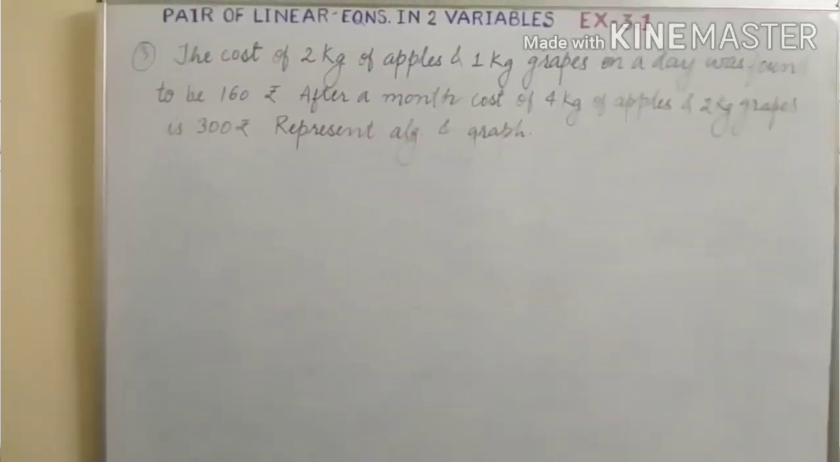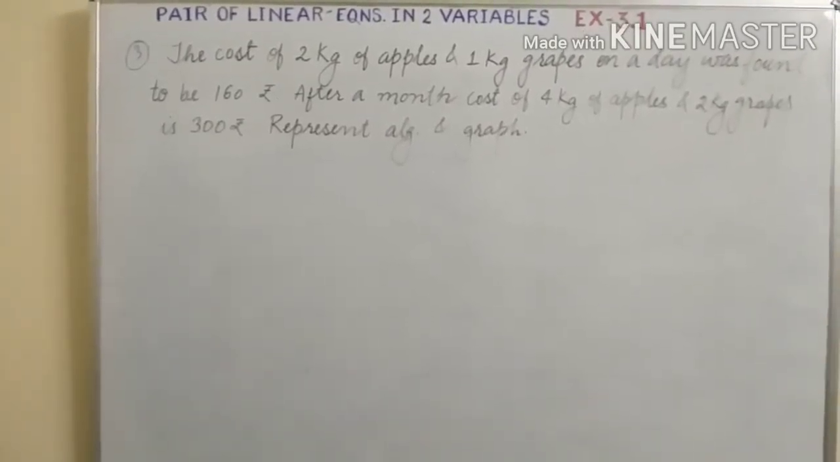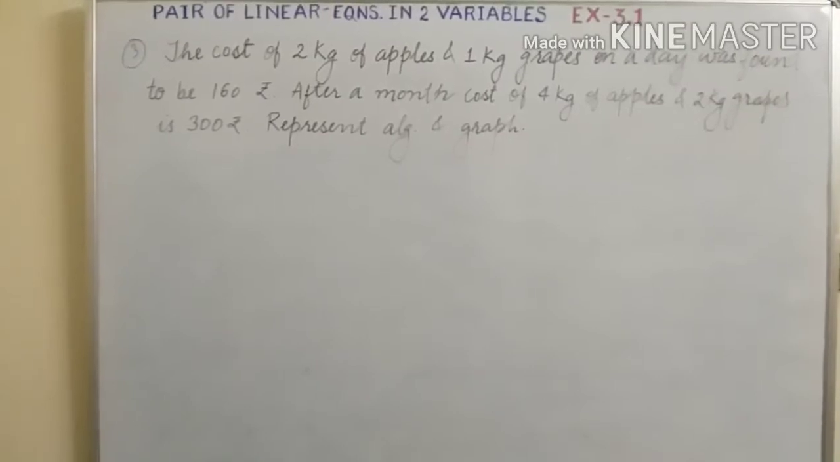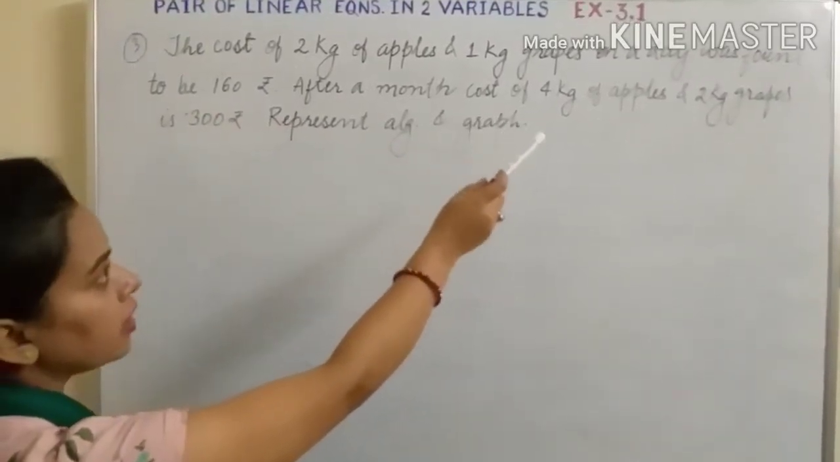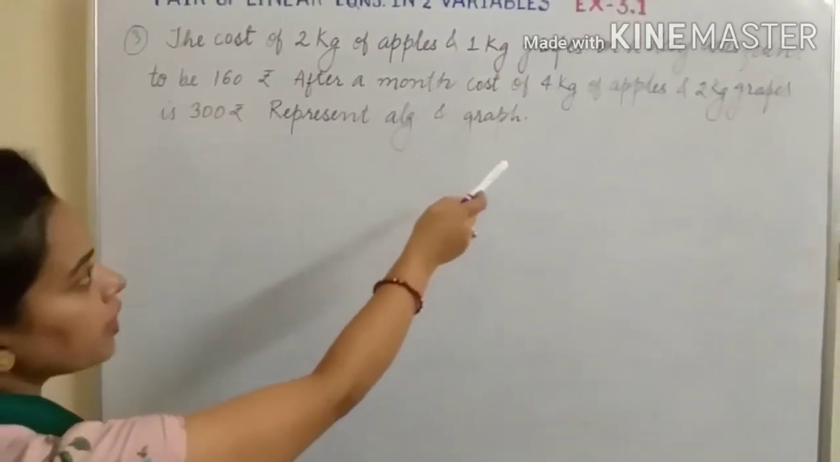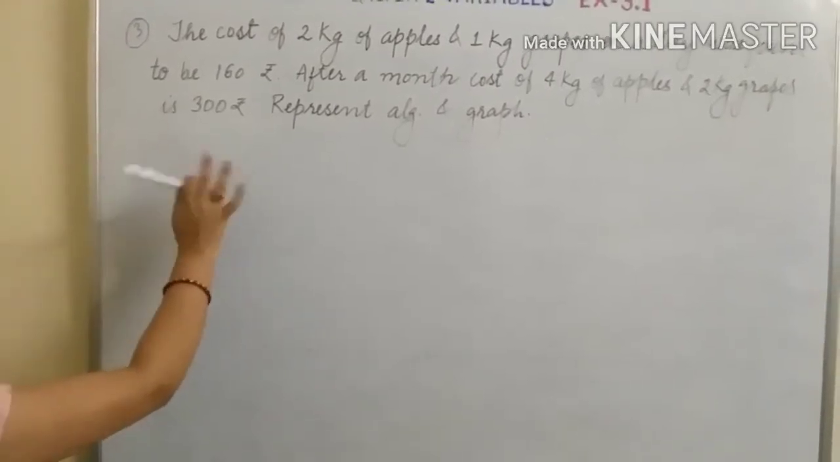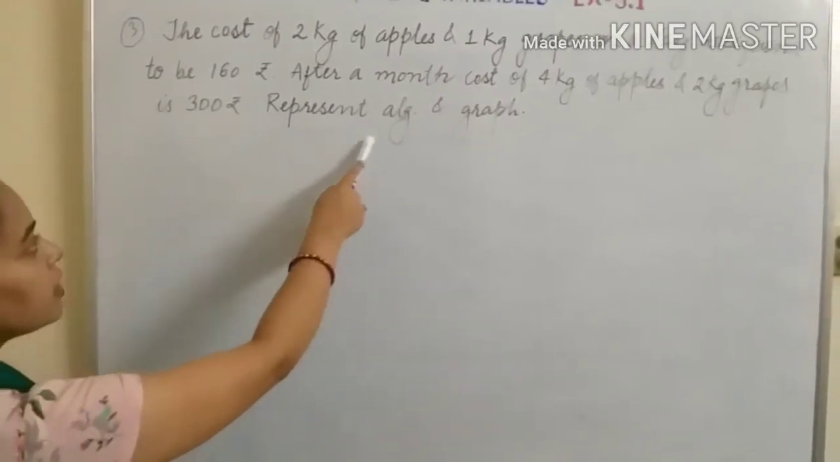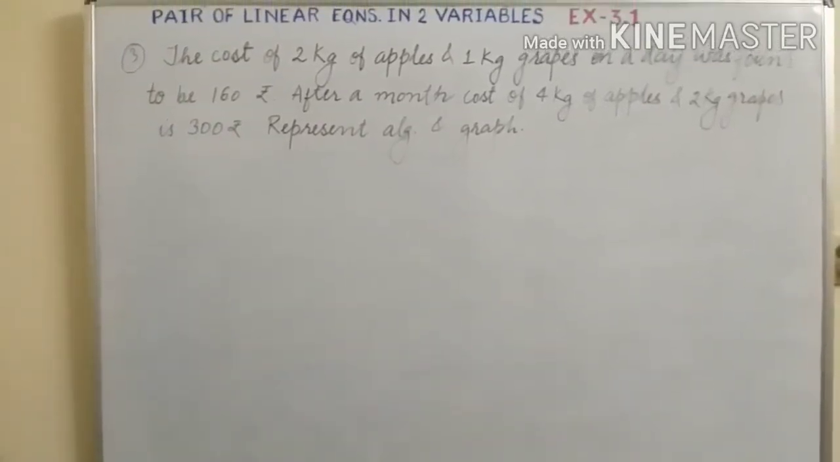Third question. Students, third question is very similar to the second question. The base is cost, and the 2 variables here are apple and grapes. The cost of 2 kg of apples and 1 kg of grapes on a day was found to be rupees 160, and after a month the cost of 4 kg of apples and 2 kg of grapes is rupees 300. Now again we have to represent the situation algebraically and graphically. Very similar to the second question.